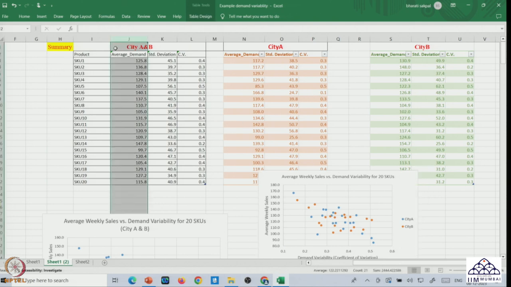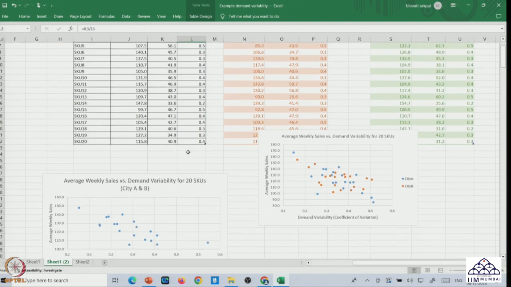So in this table, if you refer from here, what we have done is that we have combined the weekly demand of both city A and city B, and the joint average demand and the joint standard deviation are calculated for all the 20 SKUs, and correspondingly the coefficient of variation is also calculated. The purpose of this exercise is to understand what is the variability that the distribution center is facing, which is responsible for serving the requirement of both city A and city B.